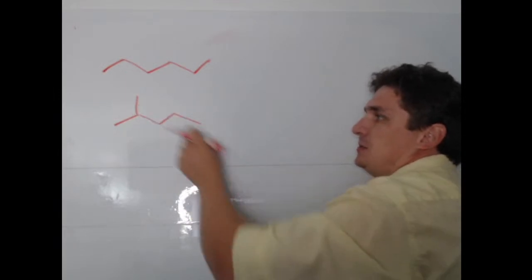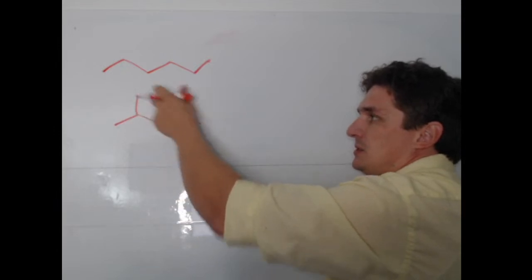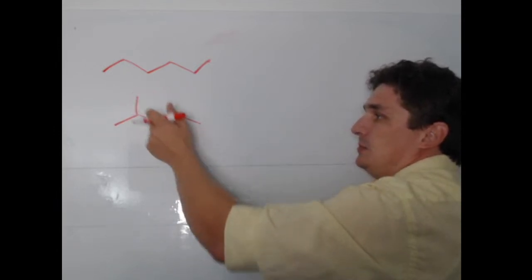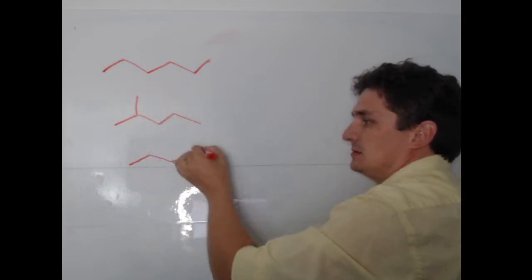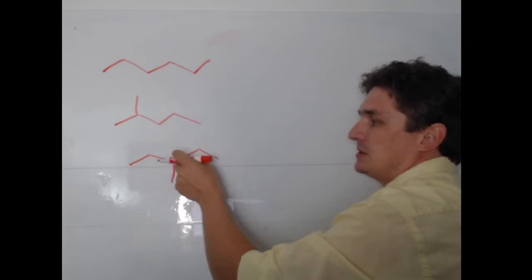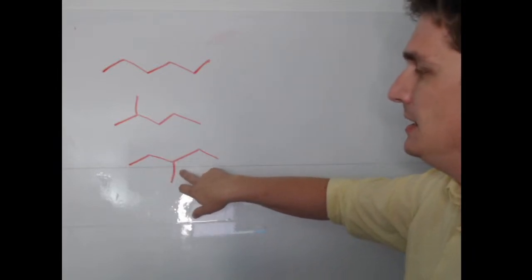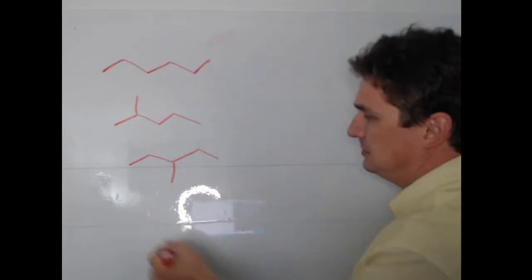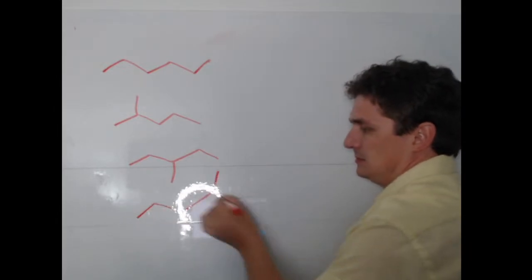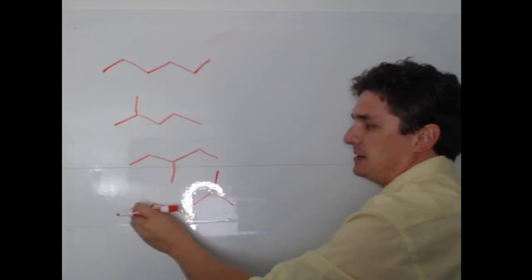So if we take this methyl group and put it on the second carbon, we have now a 5-carbon chain with a methyl group hanging off. We can put it on the next one. And now we've got a unique one where there's kind of this, I guess, umbrella shape. Now if we moved it to the third one, we wouldn't really get anywhere because that's just this one spun around 180 degrees.